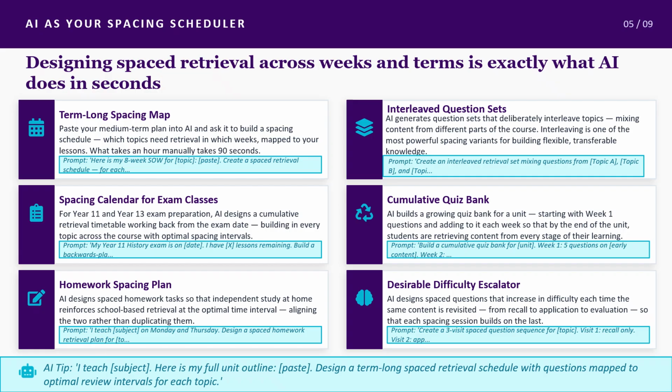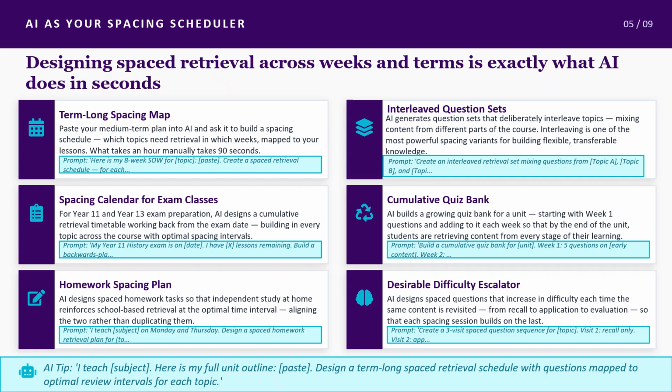Paste your medium-term plan or scheme of work into AI and ask it to design a spacing schedule. It will identify which topics are covered in which weeks and build a week-by-week retrieval plan that automatically spaces each topic at the optimal intervals. What would take an experienced curriculum designer an hour to produce manually takes AI no more than 90 seconds. You then review it, adjust it where you need to, and then you can use it for the whole term.